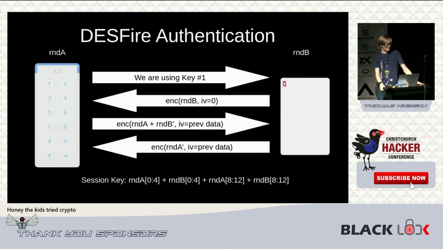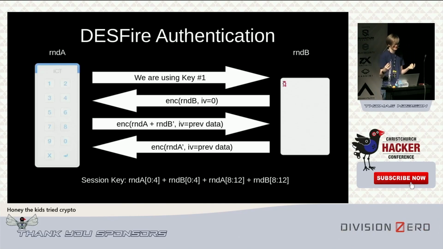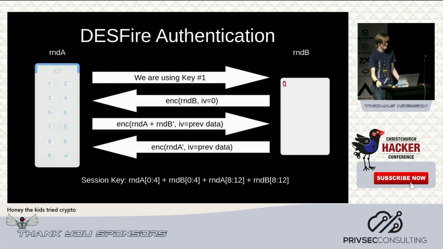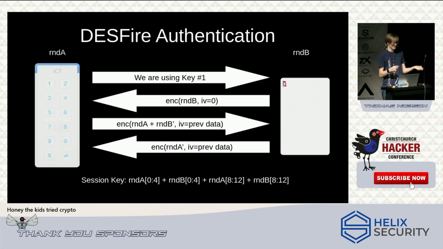And then finally, the card is going to validate that the random B prime is exactly what it expects, because if you don't know the key, you're not going to get that same encryption done properly. Then the card responds by sending over random A prime, which is again shifting that data around. And then the reader validates whether the card sent the right data over.